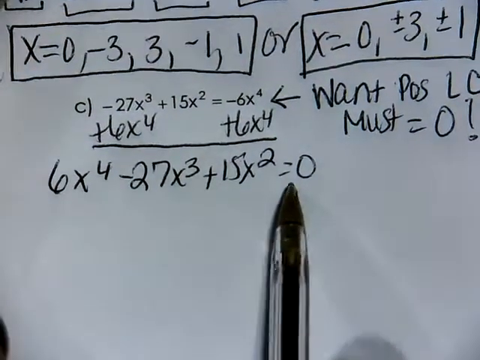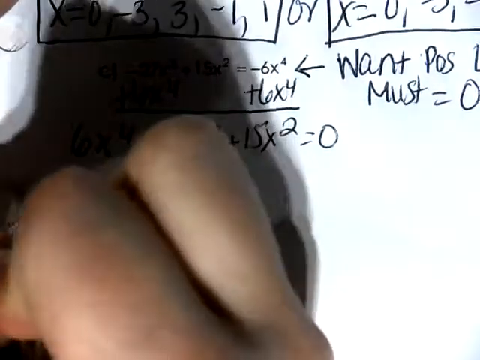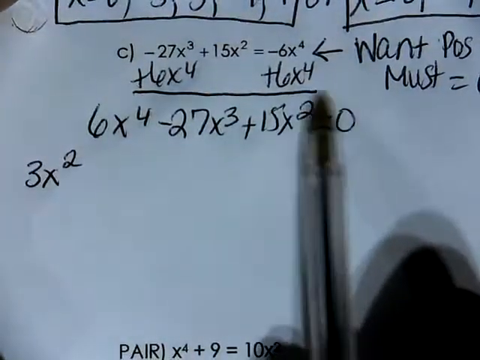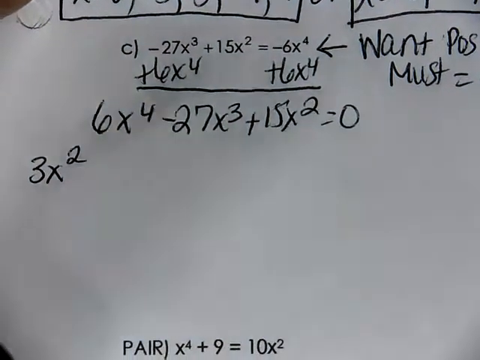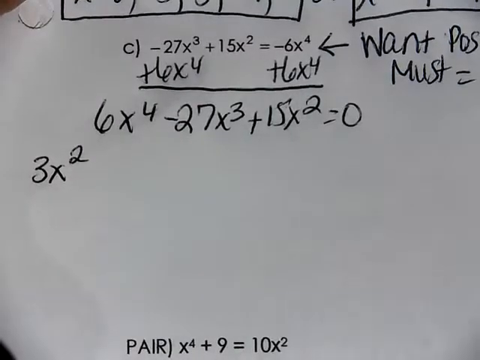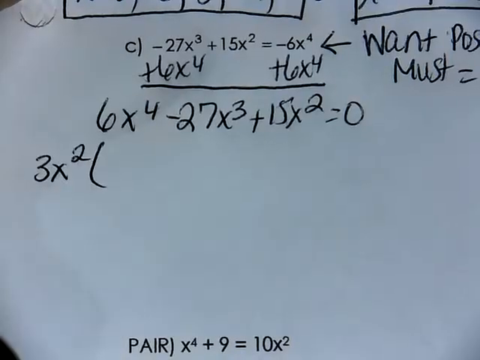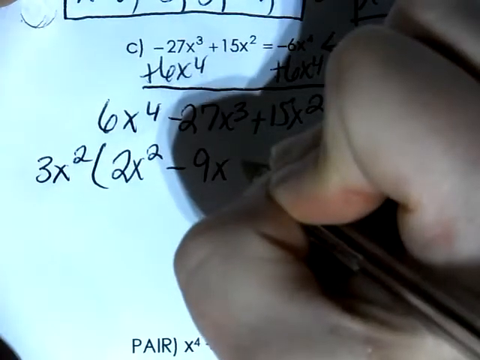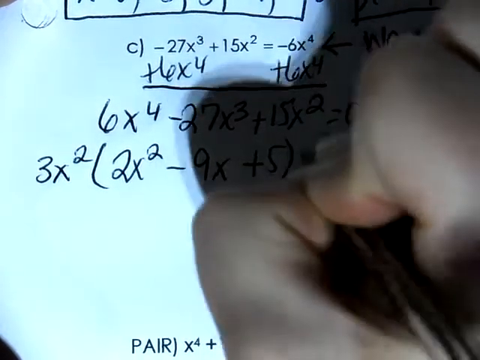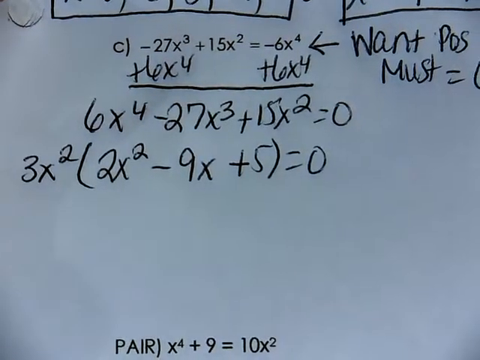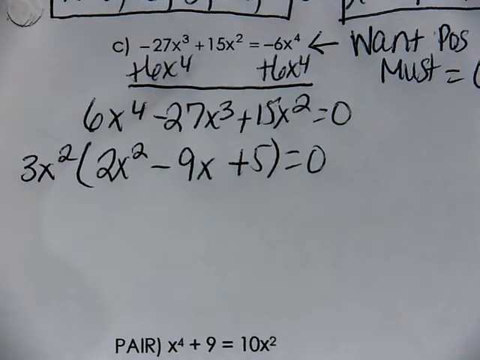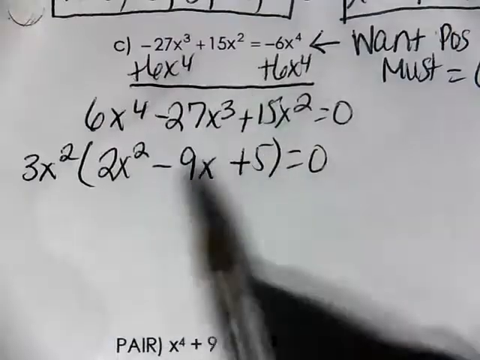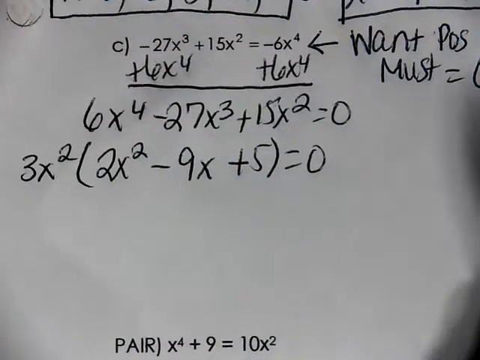6, 27, and 15 are all divisible by 3, so I'm going to factor out a 3 as well as an x squared because my variable with the smallest exponent is x squared, and they all have a variable in it. So now I have left over inside 2x to the second power minus 9x plus 5, and this is going to equal 0. So now this is where I'm going to show you that trick again for how you can tell whether or not a quadratic is factorable.